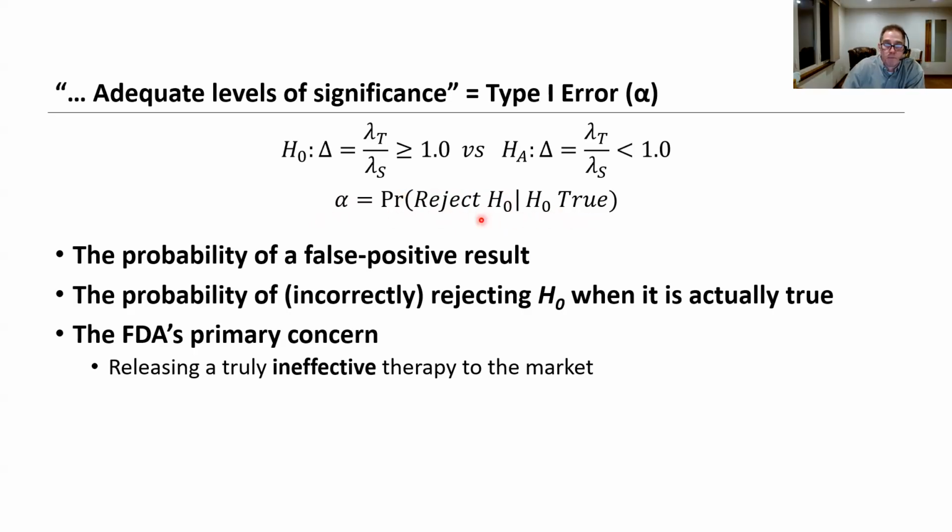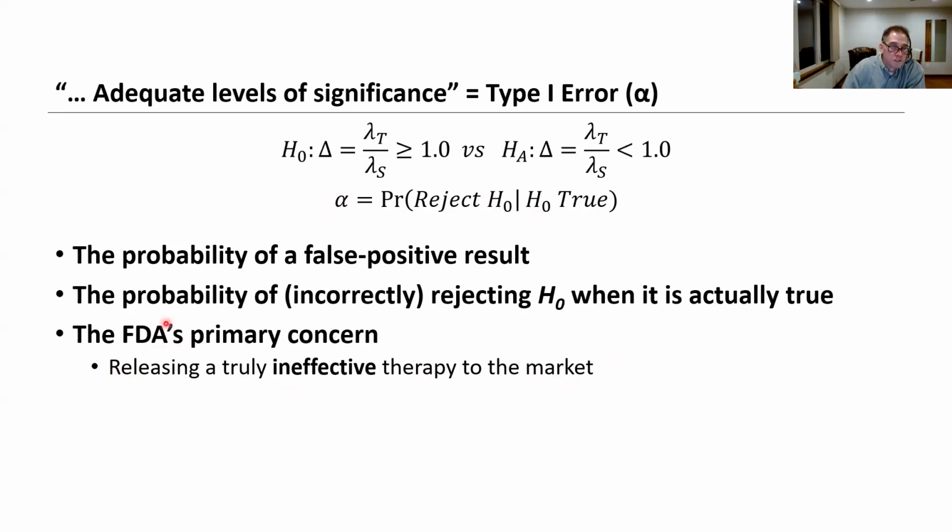So that makes this a type 1. This makes an error of the type 1 variety, right? So this is the alpha, this is the probability of a false positive result. It's the probability of incorrectly rejecting the null hypothesis when it is actually true. And this is the FDA's primary concern, right? So if you make this mistake and reject the null hypothesis when it is in fact true, the FDA ends up releasing a truly ineffective therapy onto the market. And this is definitely not what they want to do.